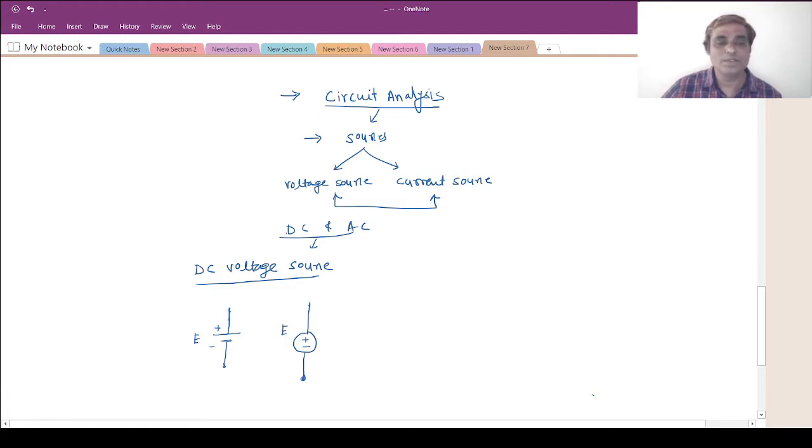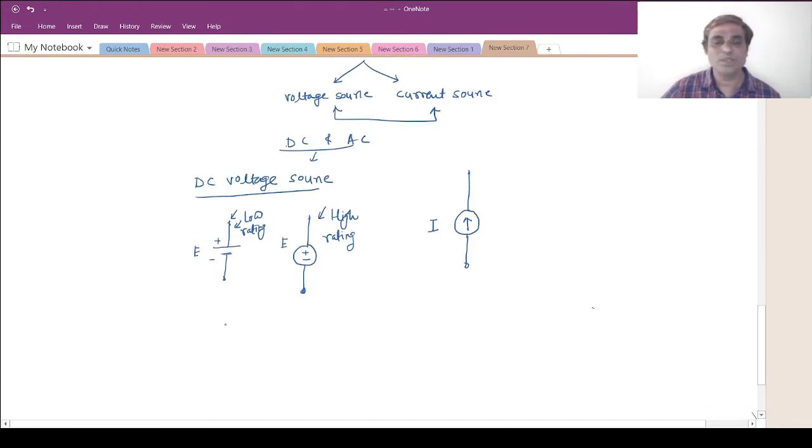So when this symbol is used and when this symbol is used, both are my DC voltage sources, but this one will be used when there are low voltage ratings, and this symbol can be used for high voltage ratings. Okay, this is for the voltage source. And similarly for the current source, we can represent with this. These are the two leads and it will be represented this way, with some I value. So this is regarding DC sources.